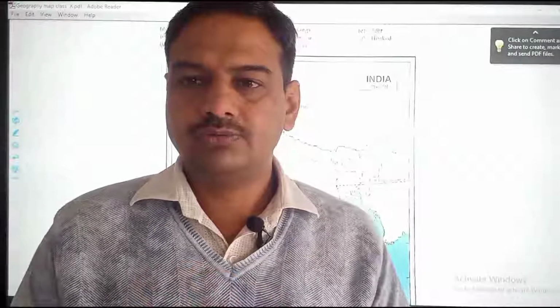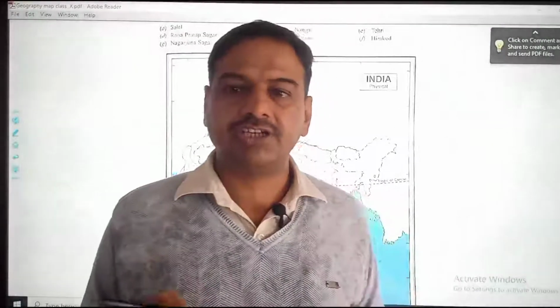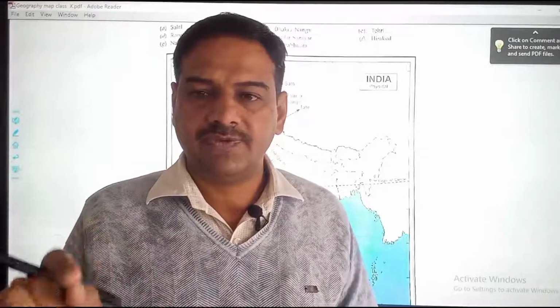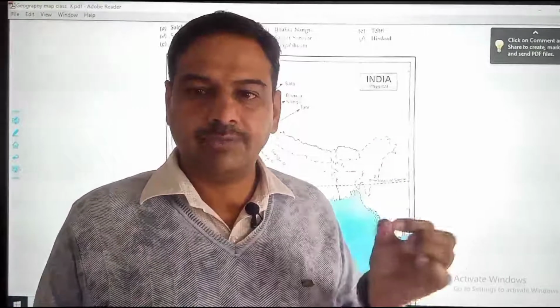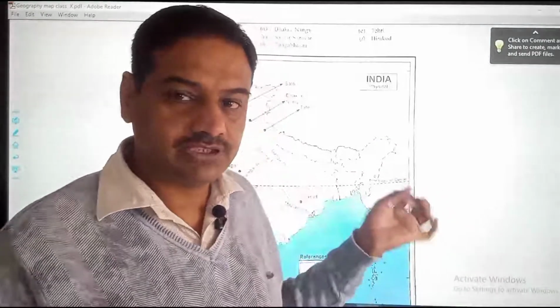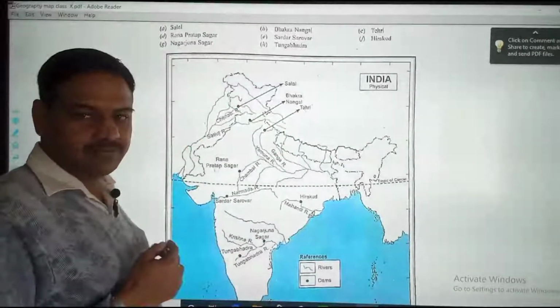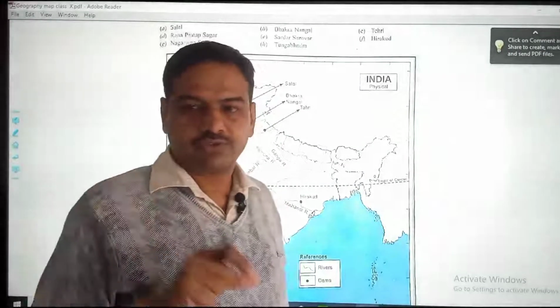Now we will do the map of chapter 3. As you know, this chapter has been deleted from the final exam, but the maps of this chapter will be there in the final exam. So questions may be asked from the map of this chapter, so we will do the map of this chapter also. These are the list of the prescribed maps which is given in the CBSE curriculum of this year.